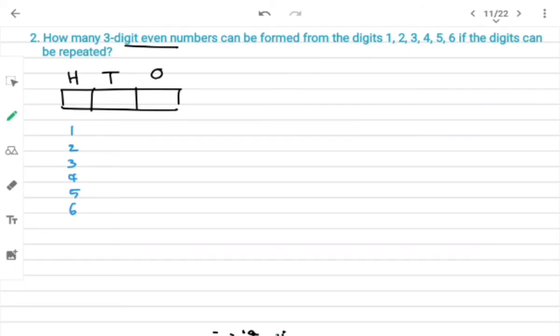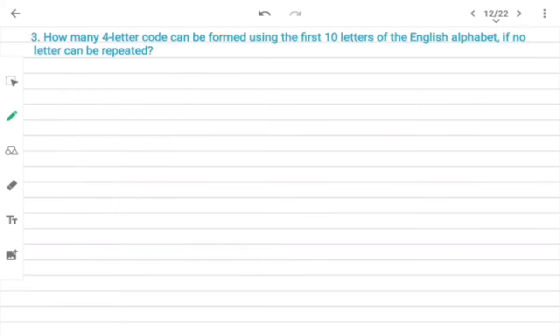Here the digits can be repeated. So in the tens place also I have the option 1, 2, 3, 4, 5, 6. Now in the ones place there are only 3 numbers, 2, 4, 6, because I need the 3-digit even number. Therefore, the number of ways are 6 into 6 into 3, which is 108 ways. It's a very interesting and easy chapter.